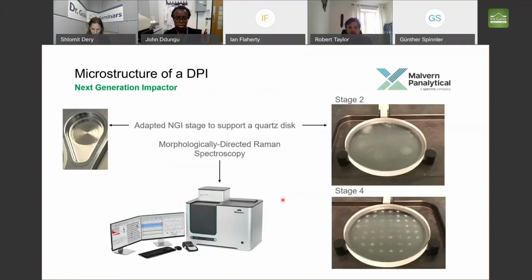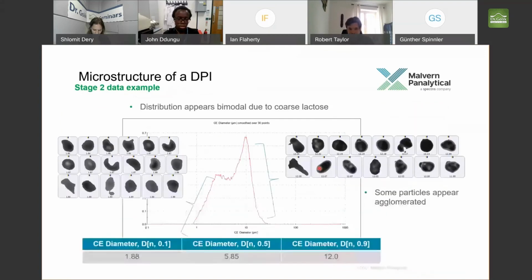Okay, here's the setup. We have this modified NGI cup, that's what you see up there. Again, inside that little insert fits this quartz disc. So you put this quartz disc in there, that goes in the NGI, and then you collect the particles that deposit on those discs. What happens now is that you scan certain areas of these discs to determine the particle size and shape distributions of those deposits to try to see what's going on.